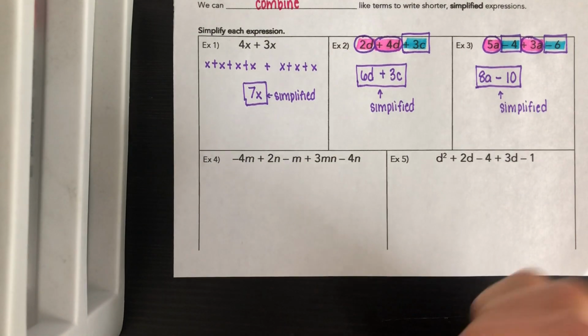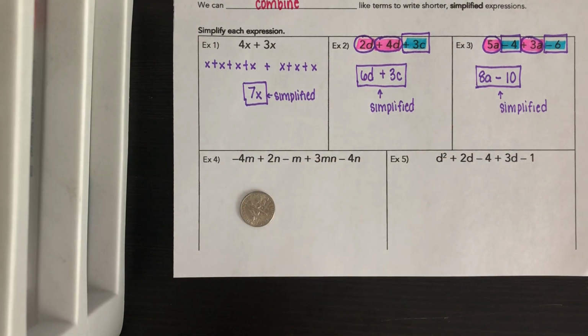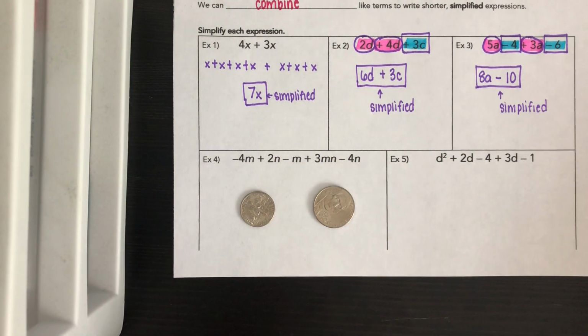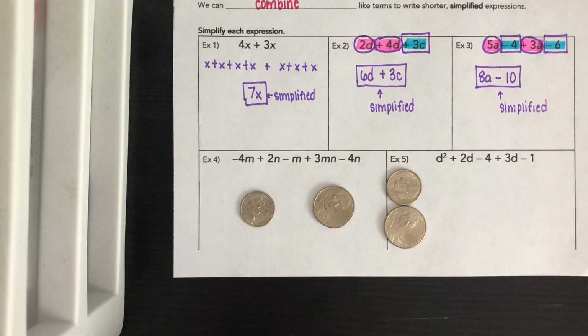So in my next example, negative 4m plus 2n minus m plus 3mn minus 4n. When I look at this example, I see lots of different variables here. I see m and I see n. So if I use a dime to represent m and a nickel to represent n, this is what my mn is going to look like.